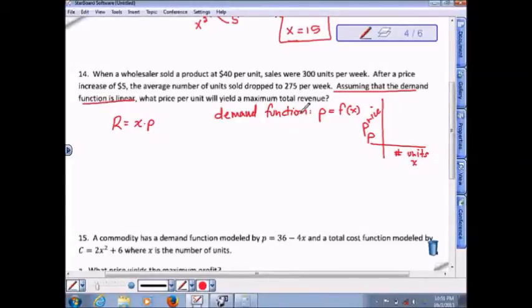So if we try to form ordered pairs from this number, for example, this is an x value because it's the number of units. This is a price value. So we form that into an ordered pair, x comma p, the point becomes 300 comma 40.